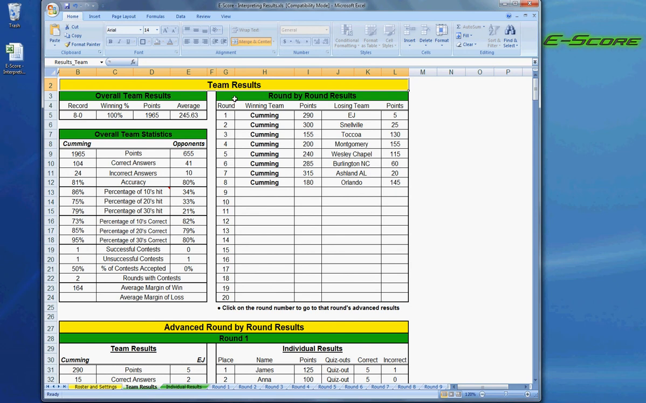Okay, round by round results. This is something I put in. It kind of gives a quick snapshot of the day.